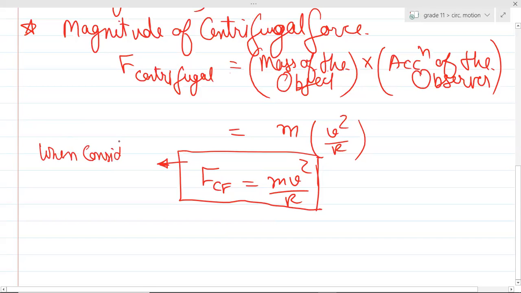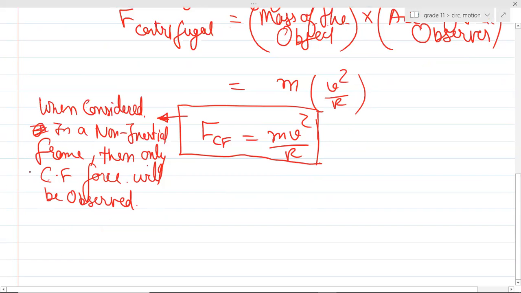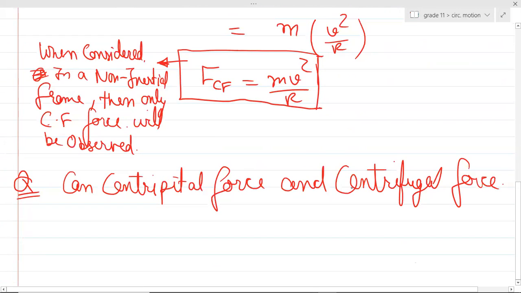So please remember, when considered in a non-inertial frame, then only centrifugal force will come. Is this clear, guys? Guys, are you writing along with me now? Yes, sir.